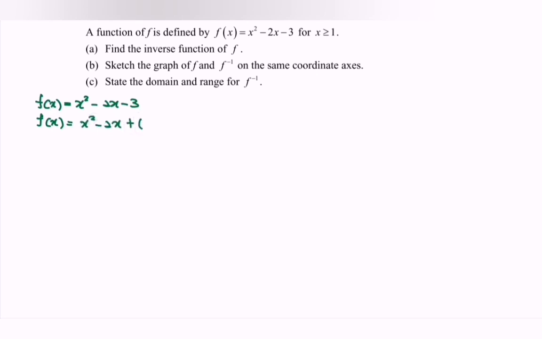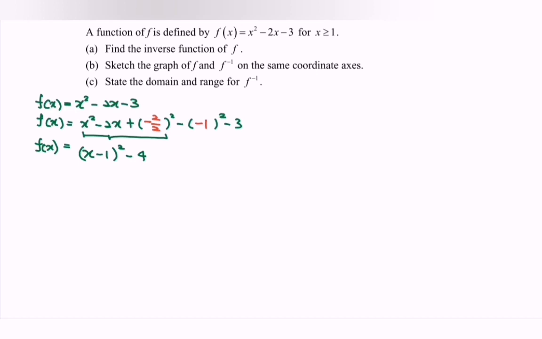So f(x) = x² - 2x, then we have plus bracket square minus bracket square, minus 3. In this case, we have negative 2 over 2, so negative 1. Simplify the situation. So we have (x - 1)² and then minus 4. So that will be the standard form.